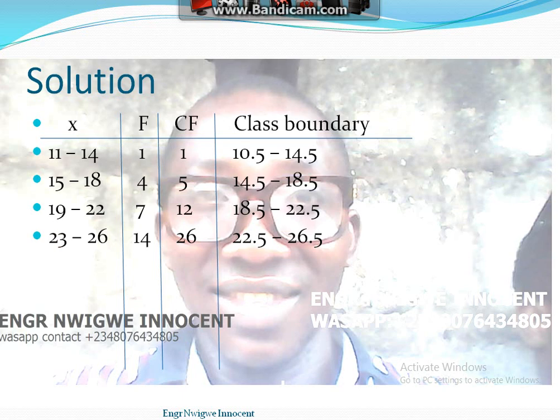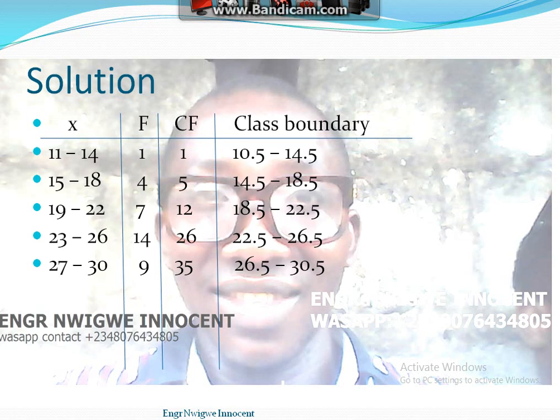The next group of weights is 27 to 30. The frequency is 9. The cumulative frequency is 26 plus 9, which gives us 35. Then the class boundary is from 26.5, that is 27 minus half, to 30.5, that is 30 plus half.